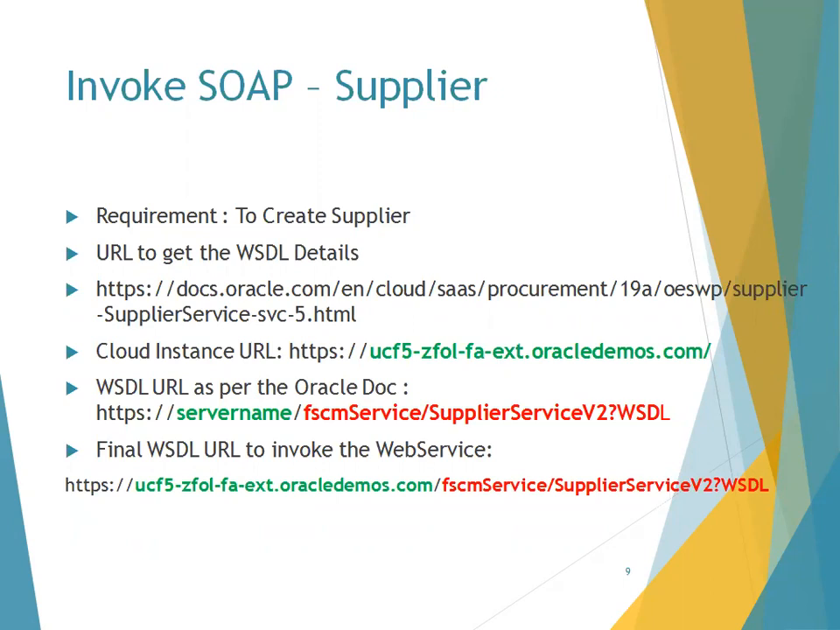First of all, identify your requirement and find out the navigation or the WSDL details of your web service. Here I have provided the link for the supplier, and similarly you can get the link for any other web services, and you need to get your cloud instance URL. In the Oracle documentation, they clearly mention what WSDL you have to invoke. By default, Oracle provides a link like this: HTTPS followed by server name followed by the appropriate navigation of the WSDL. We have to replace this server name with your cloud instance URL. So the final WSDL URL will be like this. This is how we have to construct the URL first before going further.